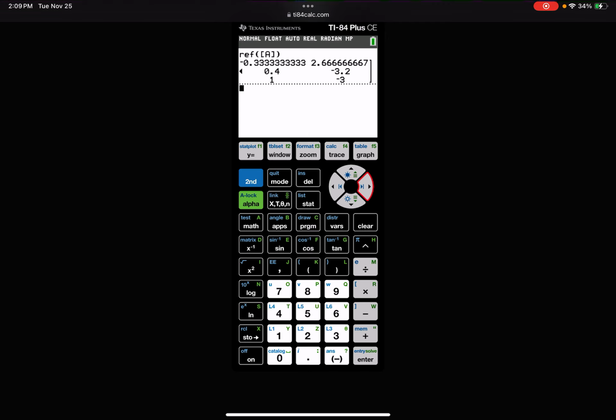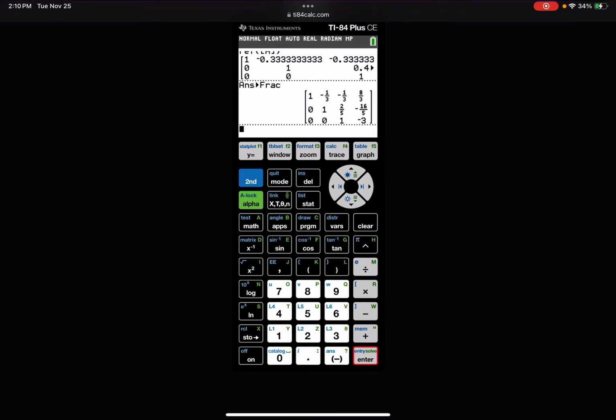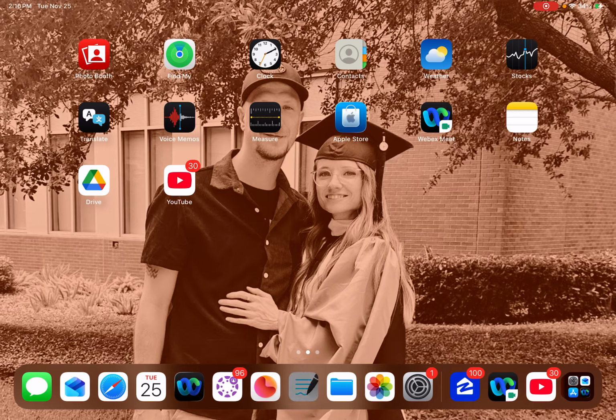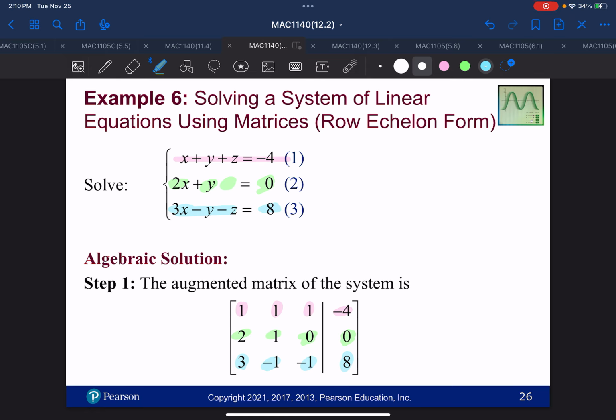Now it's giving me some of these entries in long decimals, so I can actually convert these back to fractions by hitting the math button. Okay, math, and then fraction. It's already on fraction. Hit enter and hit enter again, and now it'll give you the matrix in fraction notation. So this is the row echelon form of the original matrix, and I'm going to go back to my screen here.